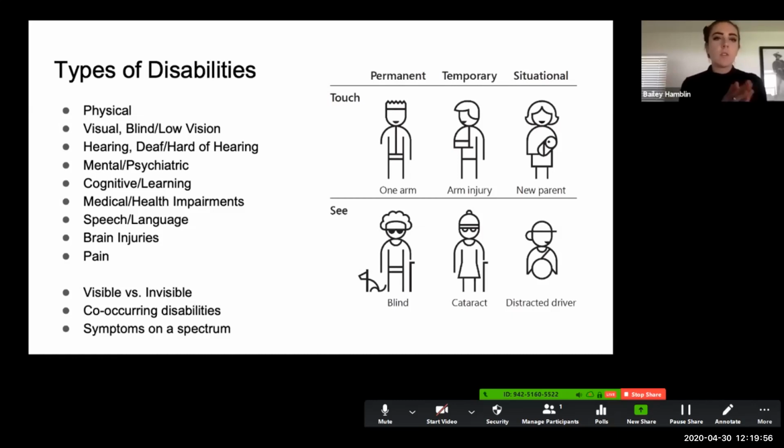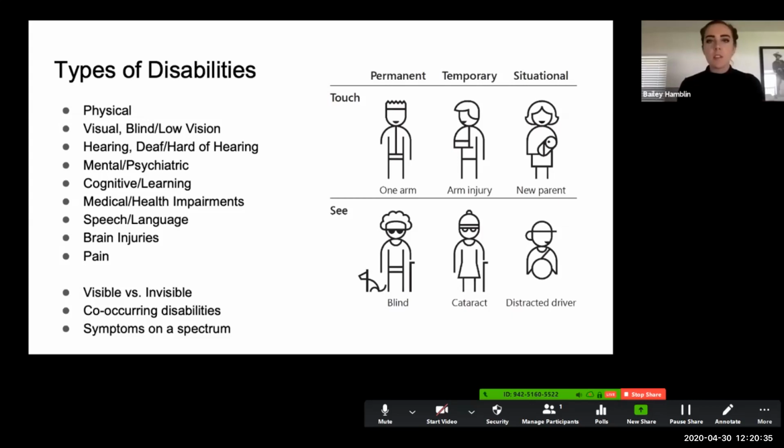They're not just physical. We have folks with visual and hearing disabilities, but also psychiatric, cognitive and learning, health impairments, speech and language, brain injuries, chronic pain. Also I want to note that disabilities can co-occur. That's statistically pretty common for folks to be dealing with multiple disabilities at a time. And then as I mentioned, symptoms exist on a spectrum. So I want us to think more about the types of disabilities that can exist and how different accommodations could be beneficial for a large group of people.